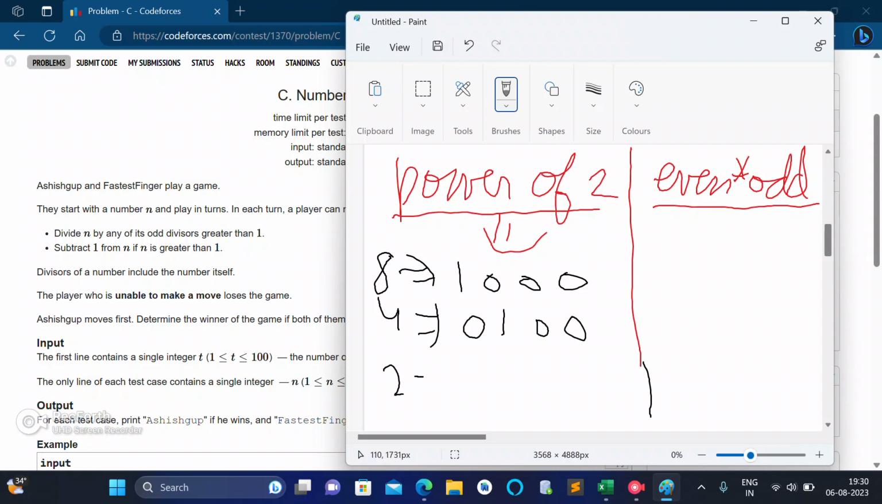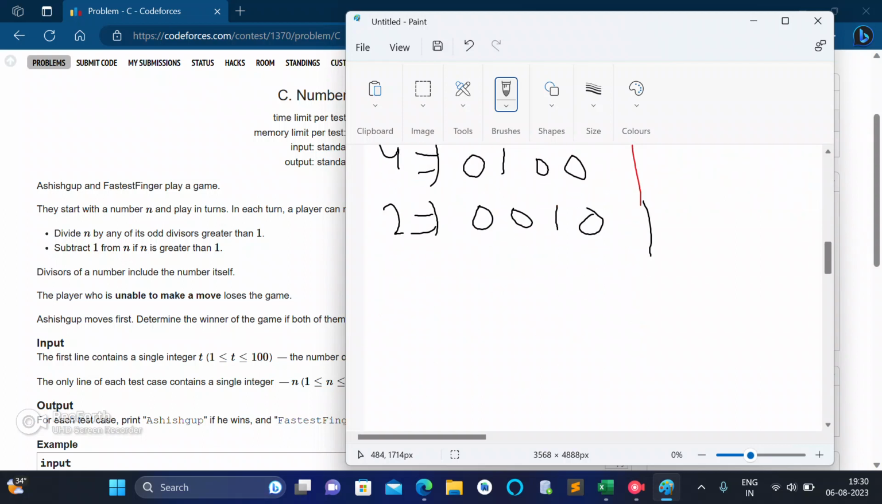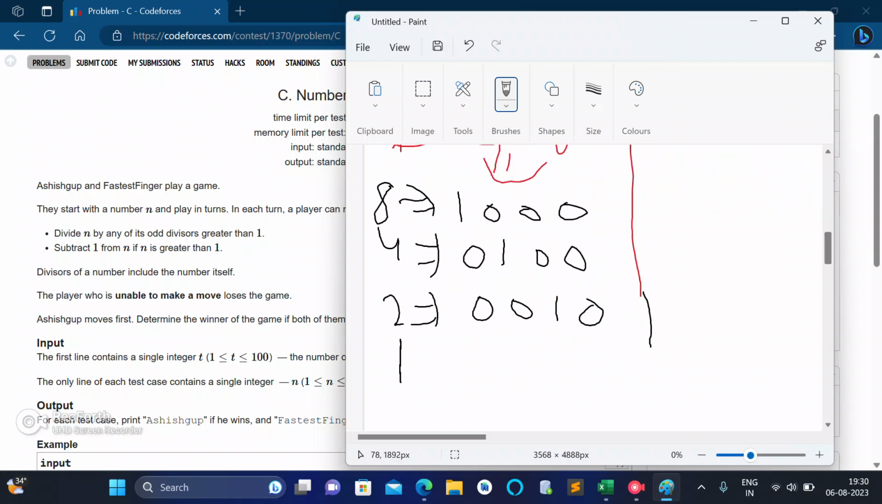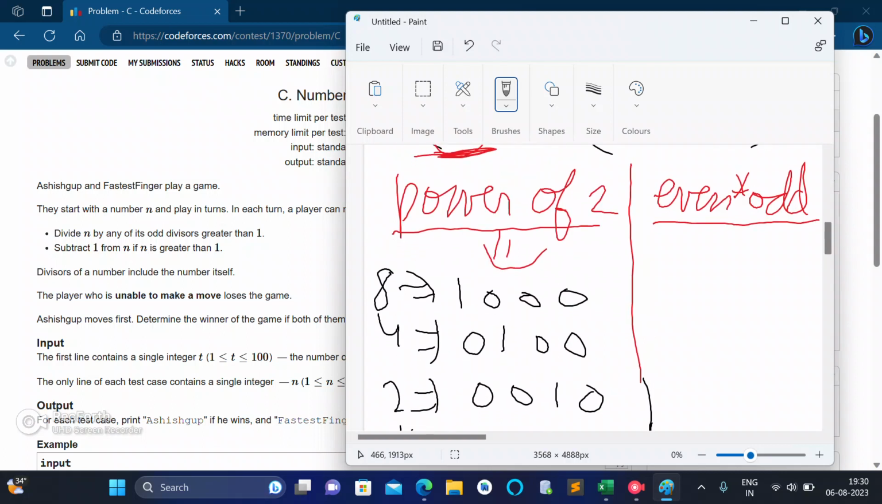How can we represent 4? We can represent 4 as 0 1 0 0. How can we represent 2? We can represent 2 as 0 0 1 0. How can we represent, let's say, 16? We can represent 16 as 1 0 0 0 0. This is the way we can represent 16: 2 to the power 0, 2 to the power 1, 2 to the power 2, 2 to the power 3, and 2 to the power 4.